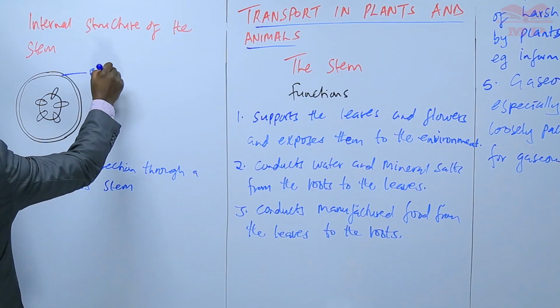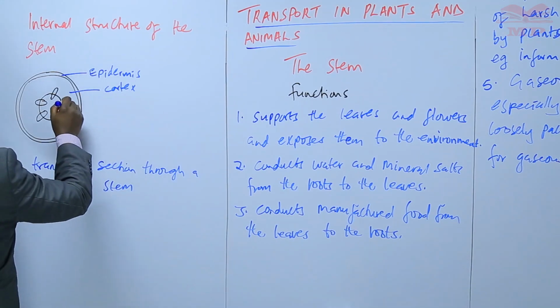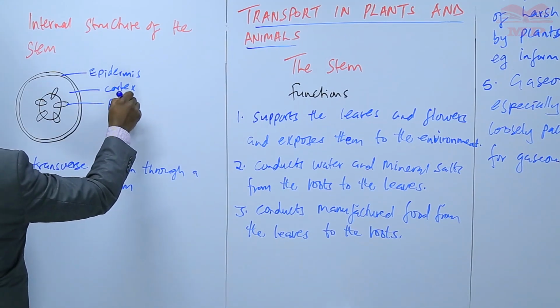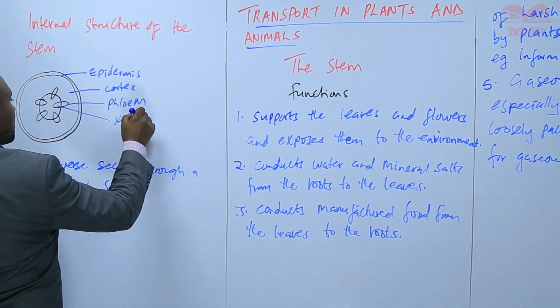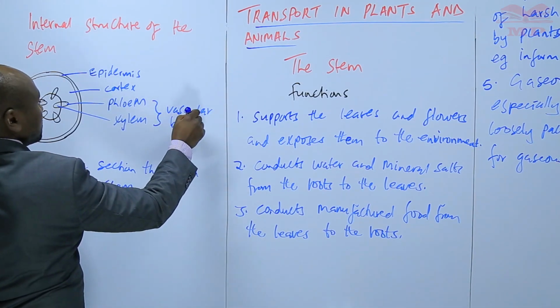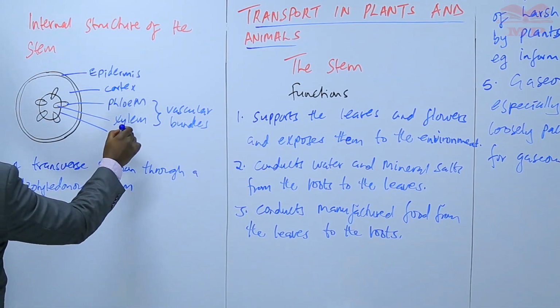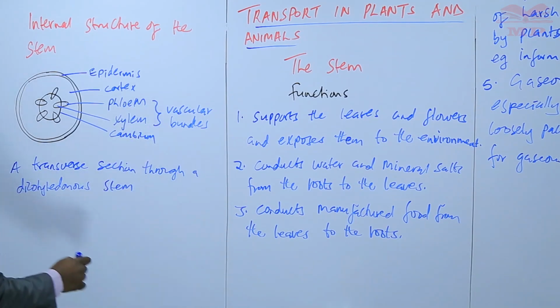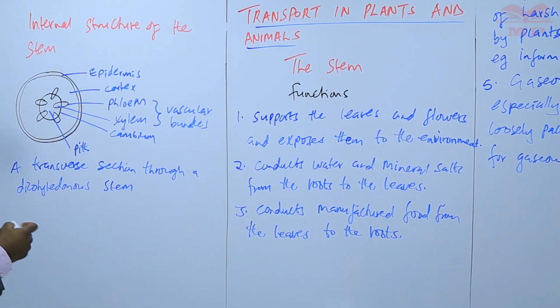We have the epidermis, we have the cortex. On the outside, we have the phloem. Then inside, there is the xylem. Remember, these are the vascular bundles. Then we have the cambium. And then finally, the pith. So that's a transverse section through a dicotyledonous stem.